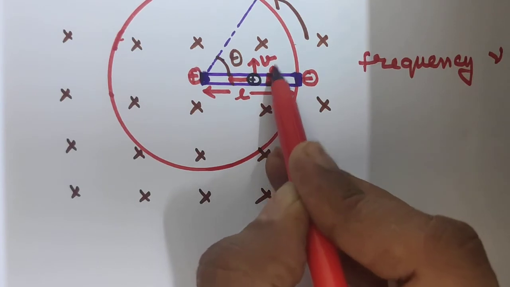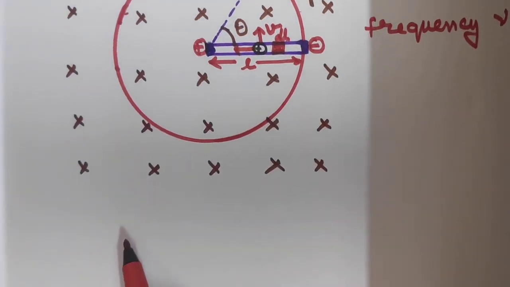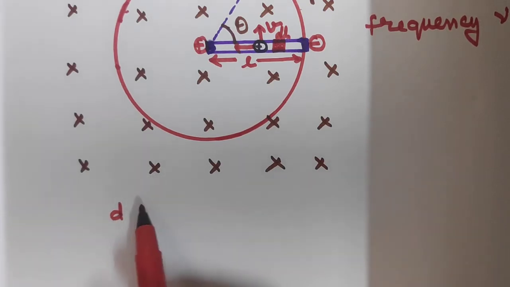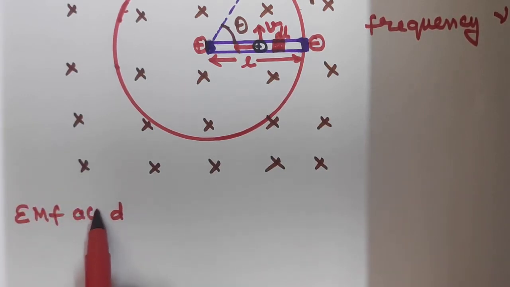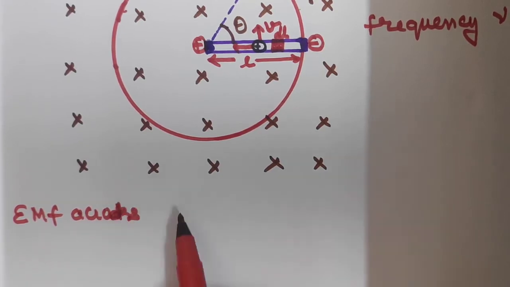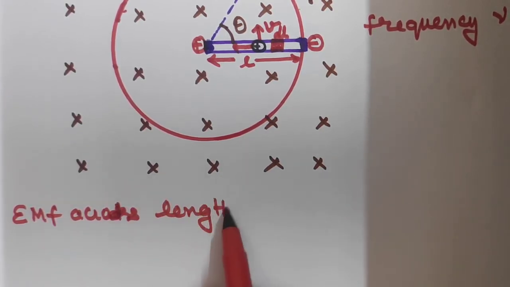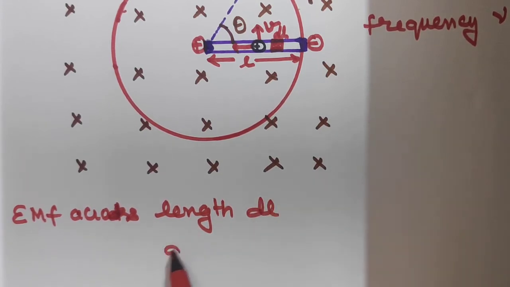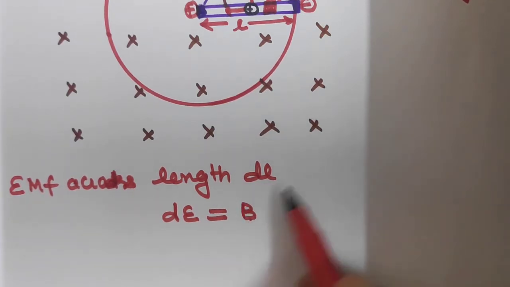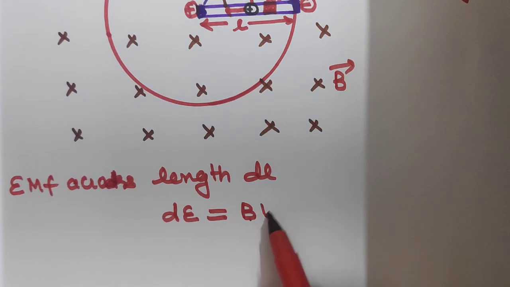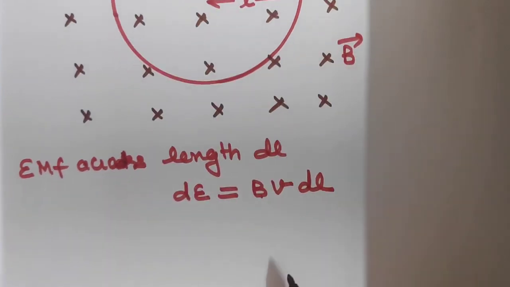Now for the EMF induced, let us consider a very small part of this rod, that is dl. So the EMF across the length dl, dE, will be equal to how much? Velocity V, magnetic field B, and dl.